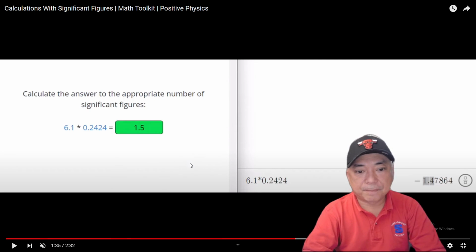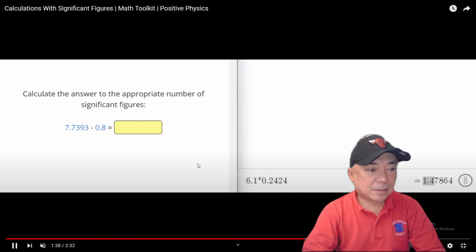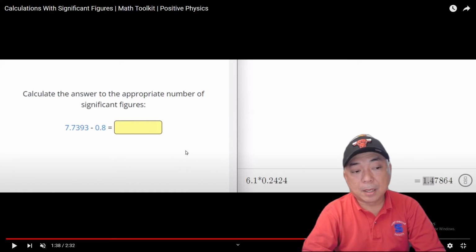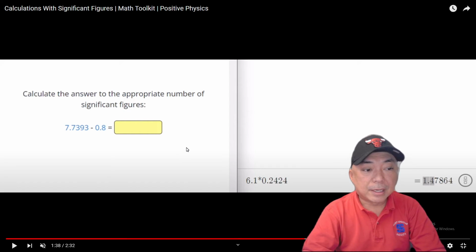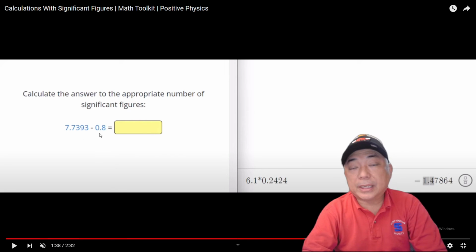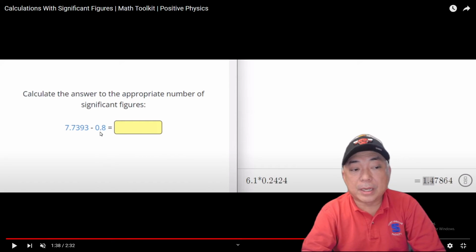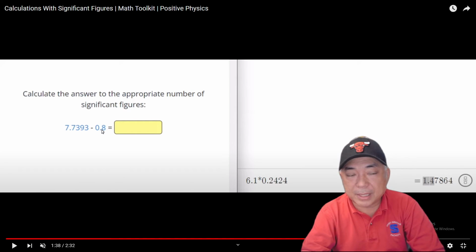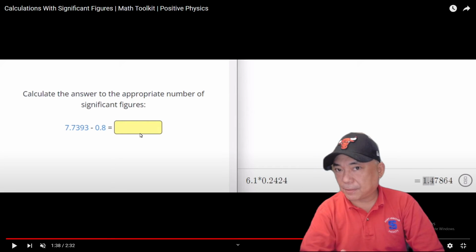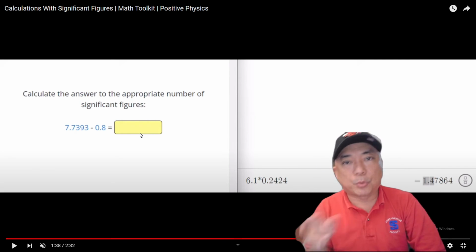It satisfies it. Now, the next problem is subtraction. We try to subtract 0.8 from 7.7, and which one is the least precise? 0.8 is the least precise, and 0.8 has only one decimal place. So the difference should be a number with only one decimal place, not significant figure. I don't want you to confuse significant figure with decimal place.